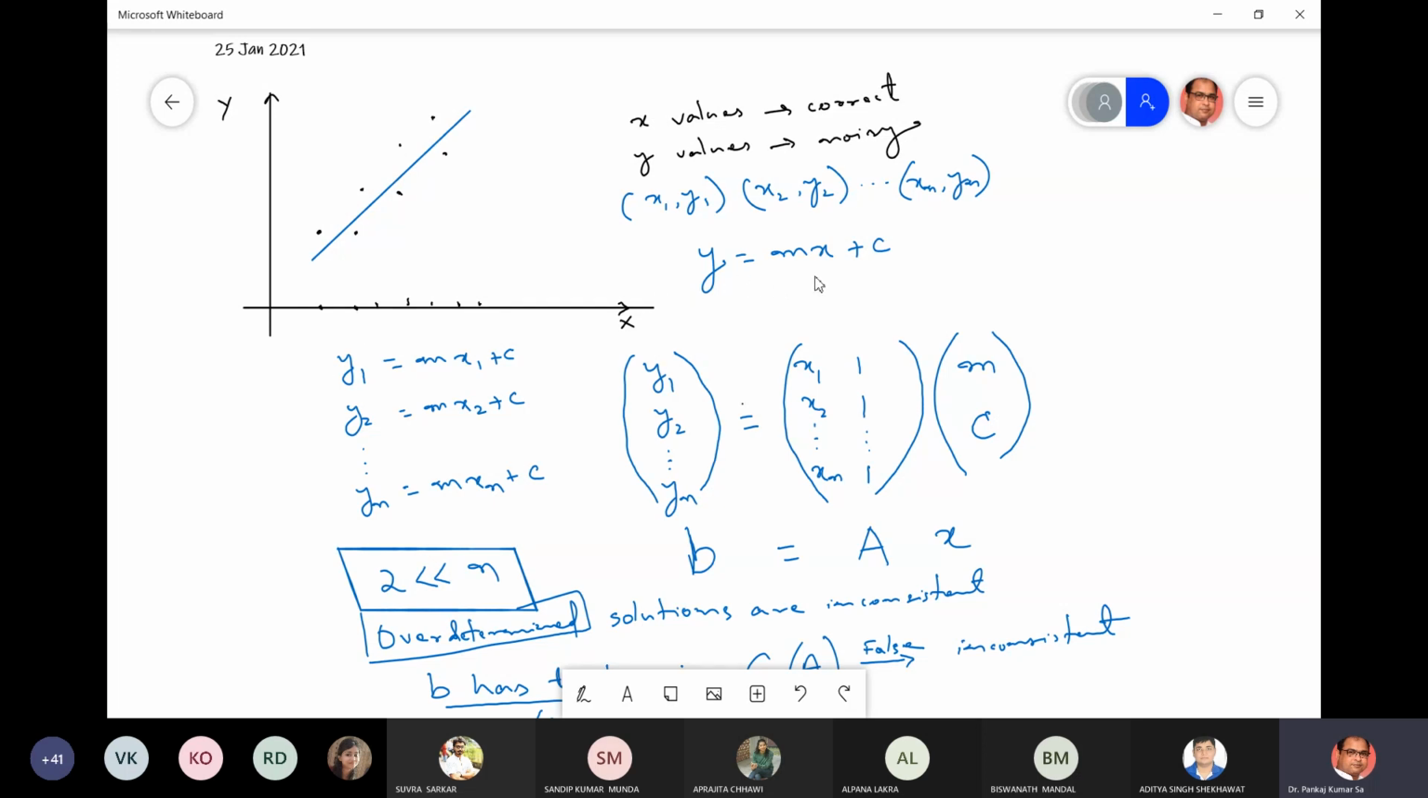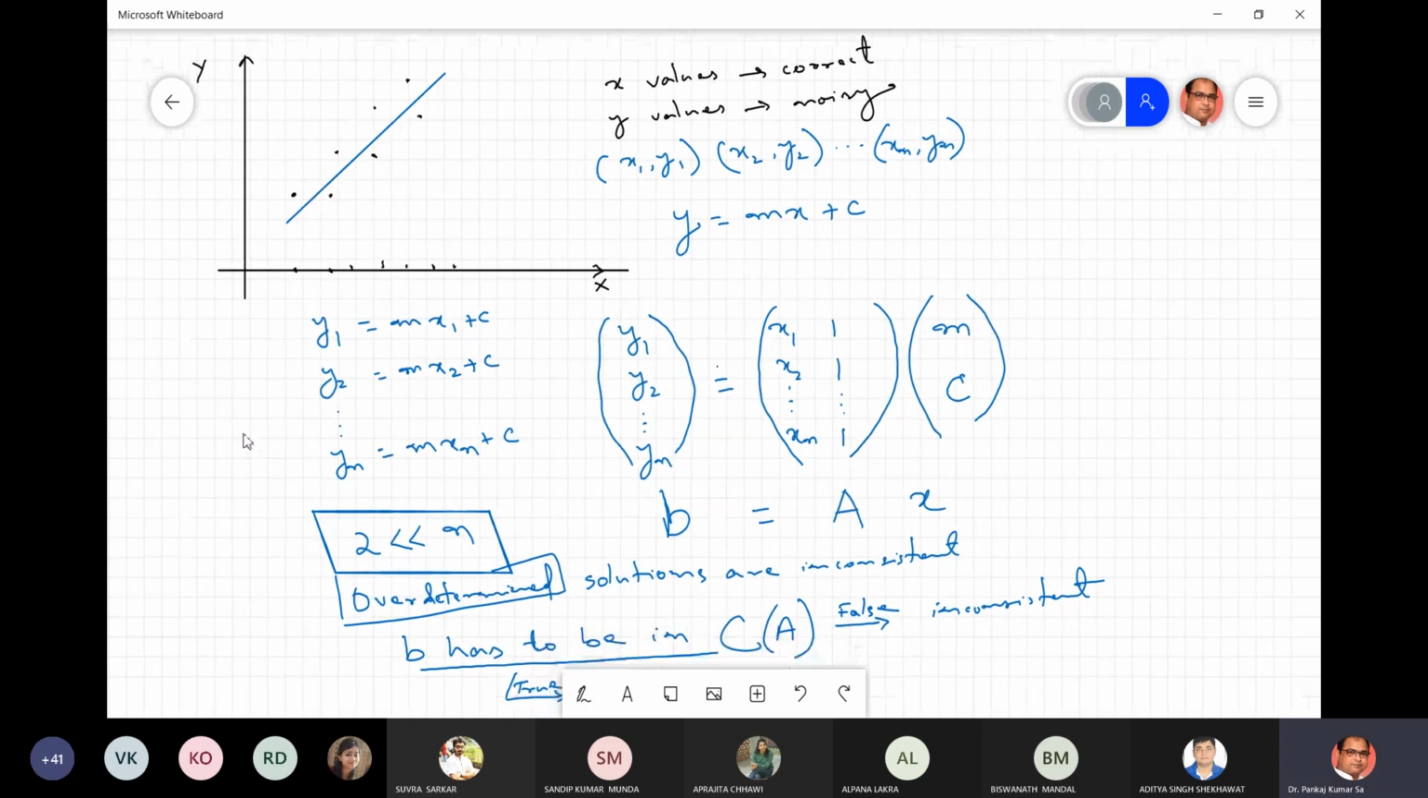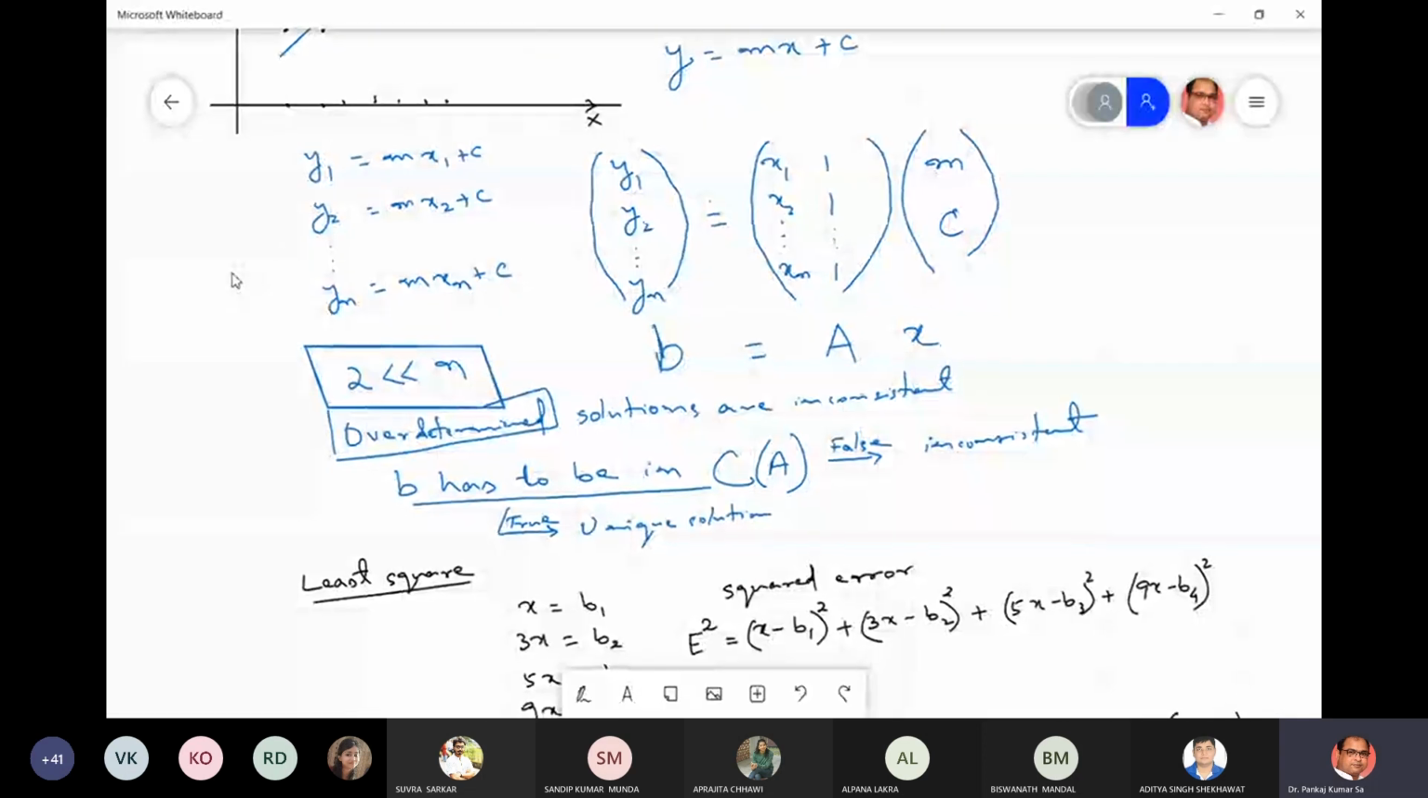And the line equation, you know, Y equal to mx plus c. And these are the set of linear equations that can arise. Y1 equal to mx1 plus c, and so on, yn equal to mxn plus c. So the number of variables that are unknown here is m and c. What you know is y1 to yn, x1 to xn.